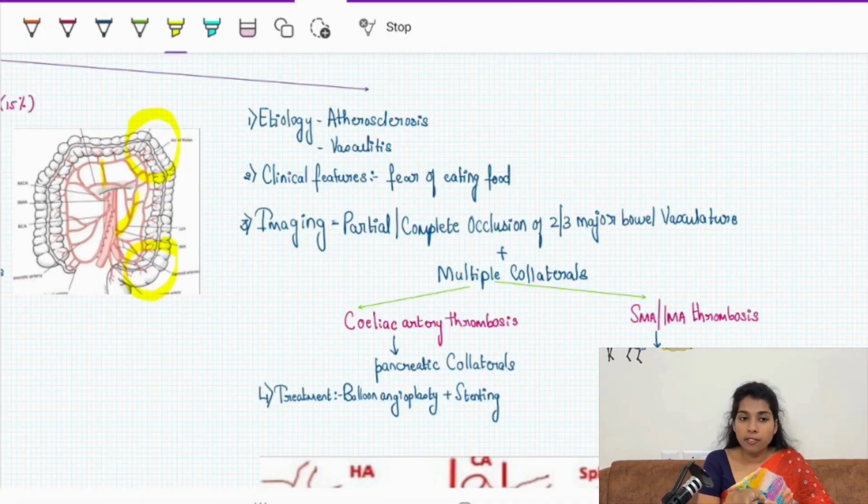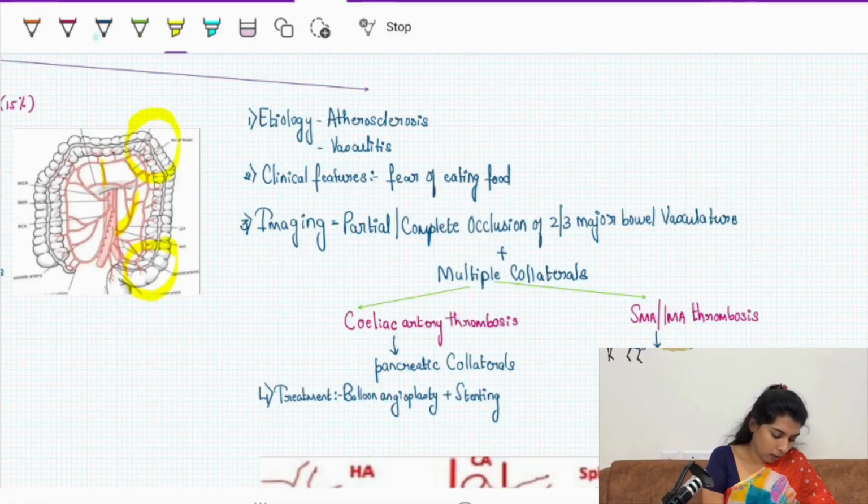And the clinical feature of chronic mesenteric ischemia will be something called cetophobia. What is cetophobia? It is fear of eating food, because whenever he is going to eat food, there is work to the bowel, and hence there will be increased blood supply to the bowel, which in chronic mesenteric ischemia, because the vessels are thrombosed, they're atherosclerotic, might not be able to meet the demand of the bowel. That is why the patient will experience so much pain in the abdomen. So this is called fear of eating food, that is cetophobia.